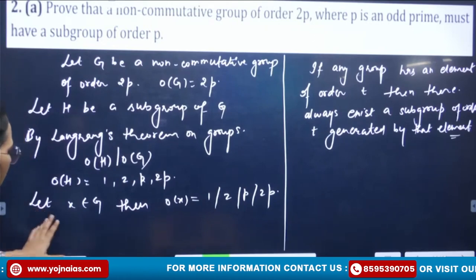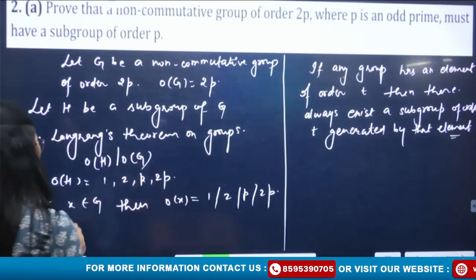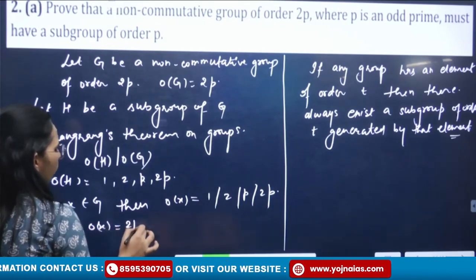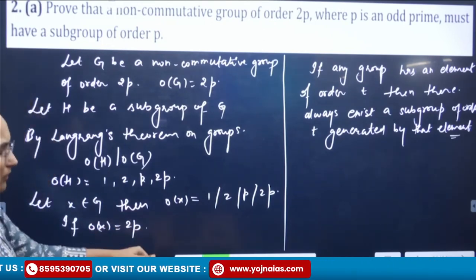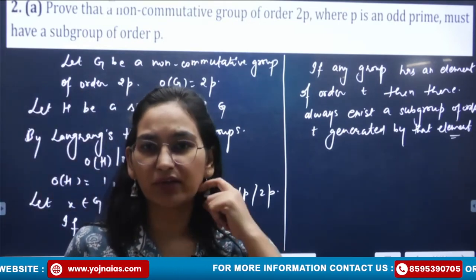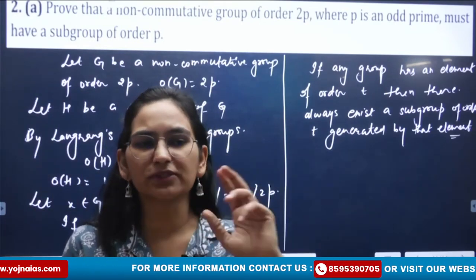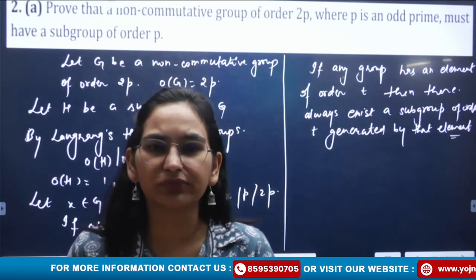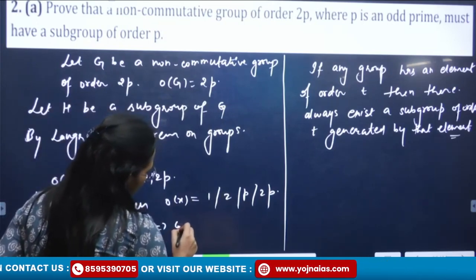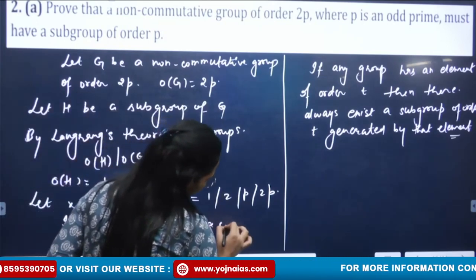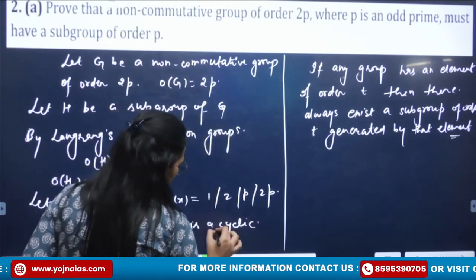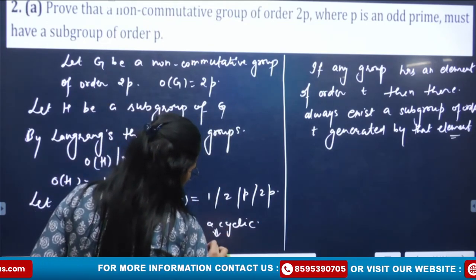Another thing: if the order of x is equal to 2p, that means an element of the group has order 2p, and whenever you have an element in the group whose order is equal to the order of the group, then the group becomes cyclic. This implies G is a cyclic group. But a cyclic group is always commutative. That means G is commutative.